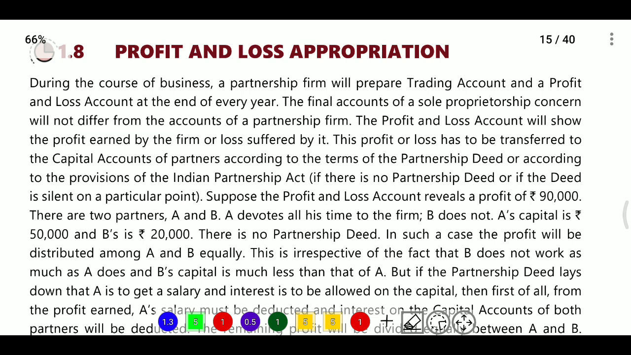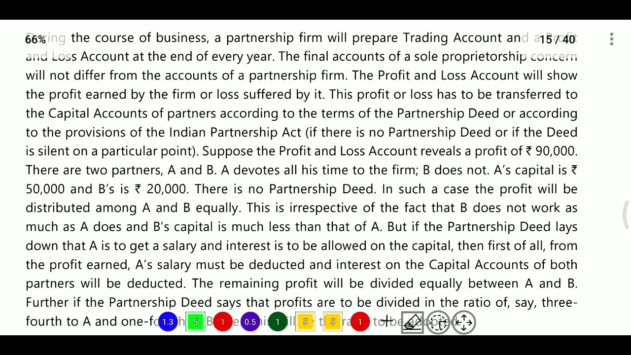Profit and loss account is to show the overall profit or loss of the firm after all expenses. Next, profit and loss appropriation account is to show the distribution of net profit among partners after appropriations like interest on capital and salary to partners. Appropriation means the distribution among partners. For example, if the firm has a net profit of 1 lakh, the profit and loss appropriation account will show how this profit is distributed among partners after deducting interest on capital and salary.